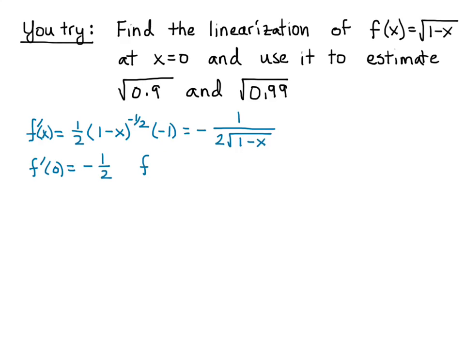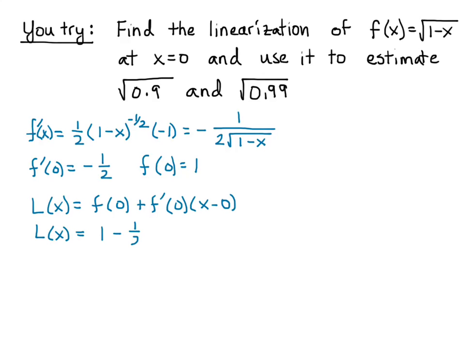So then the next thing that we do is we're going to evaluate both the derivative and the function at 0. And so the function at 0 is 1. The value of the derivative at 0 is going to be negative 1/2. And then we set up our linearization. So we put in f at 0, f prime at 0, and of course our x1 is 0. So when I actually plug in the values, I get 1 minus 1/2 x.